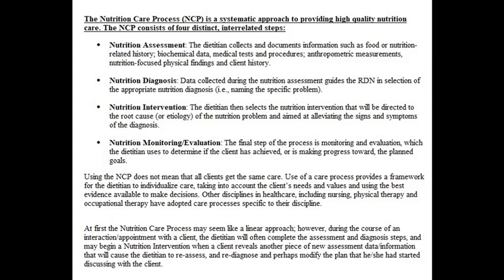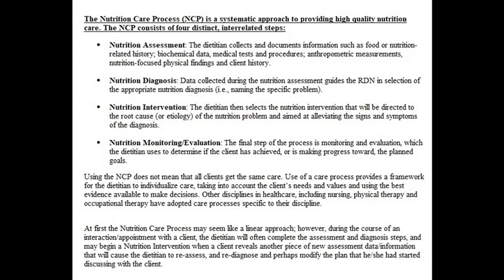Number 1 is nutrition assessment. The dietitian collects and documents information such as food or nutrition related history, biochemical data, medical tests and procedures, anthropometric measures, nutrition focused physical findings and client history. Okay, anthropometric measures include your BMI, your BMR, okay, the muscle wasting, all those things.